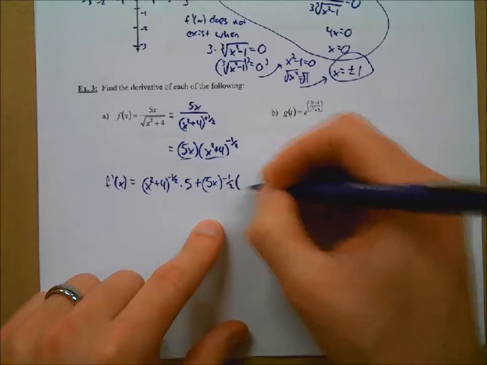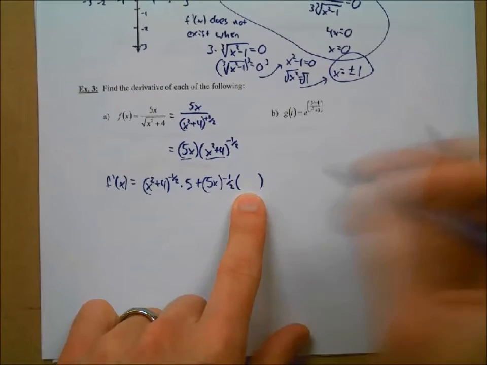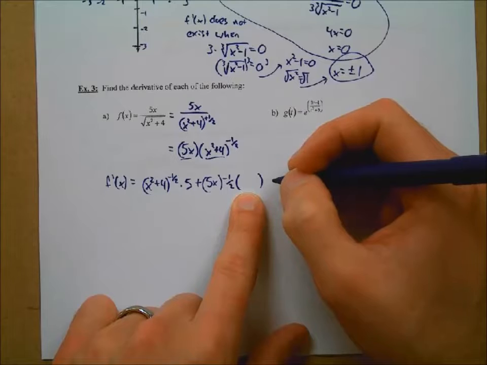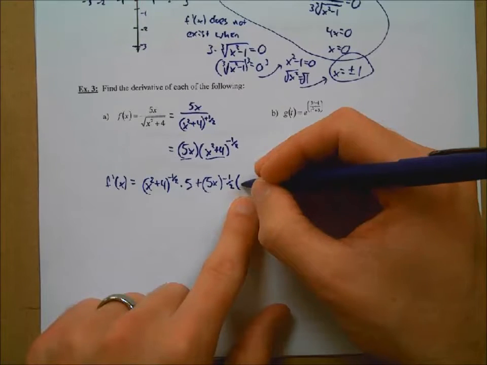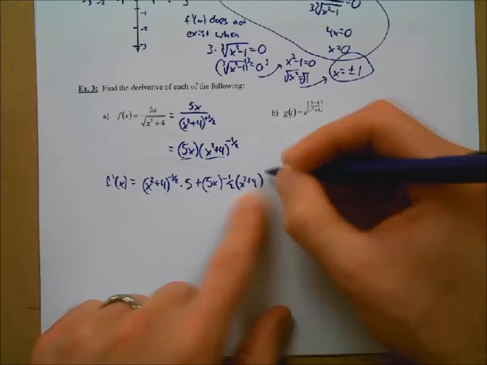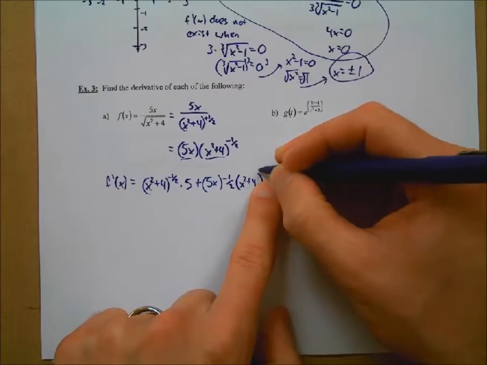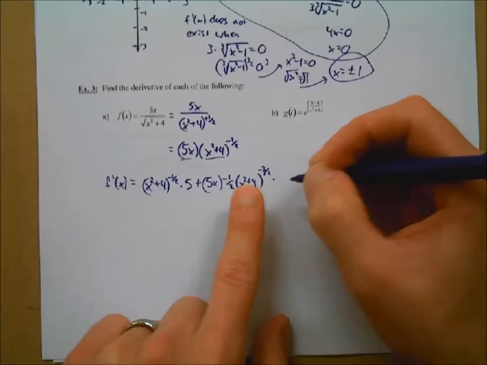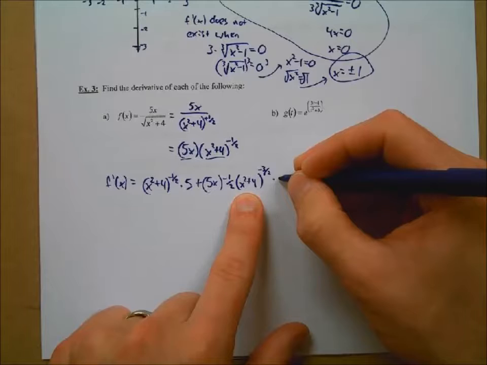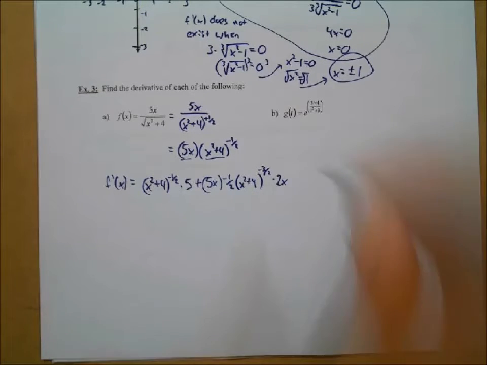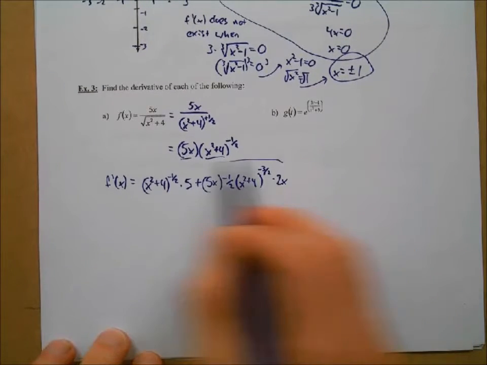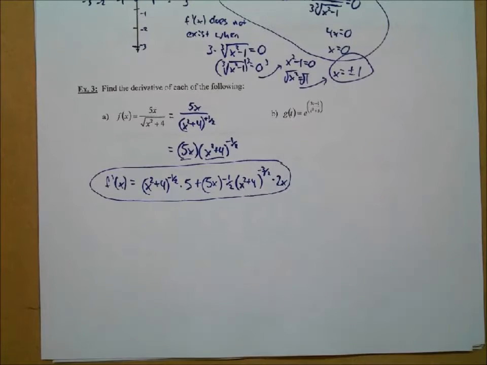What's going to be inside the parentheses here? Do I take the derivative of the parentheses, or not yet? Do I just leave it? So we'll leave it x squared plus 4. What's the new exponent going to be? Negative 3/2. Negative 3/2 times, now, times the derivative of what's inside. So 2x. And there it is. Okay, there's the derivative using the product rule.